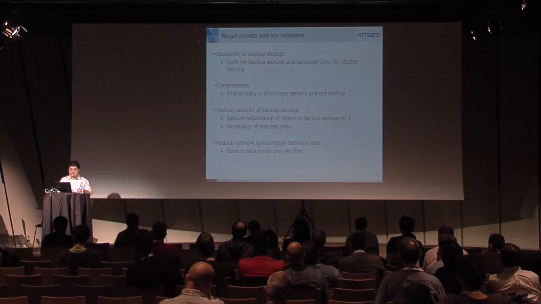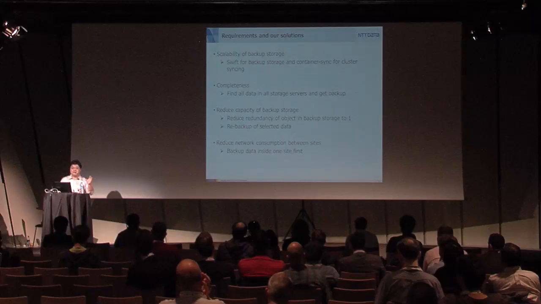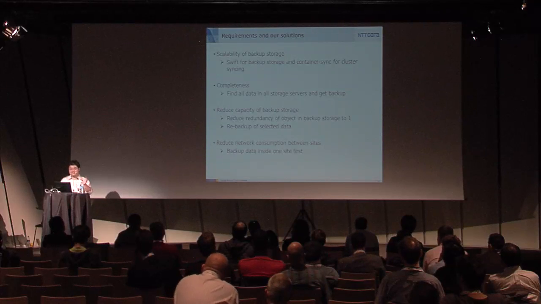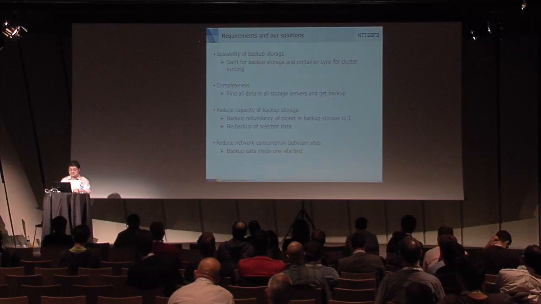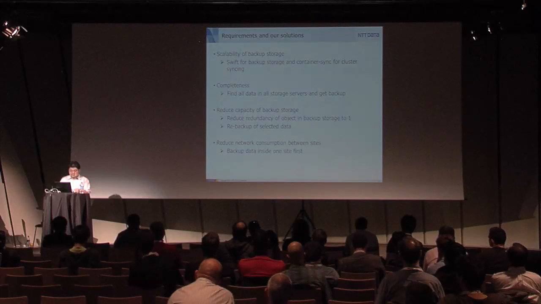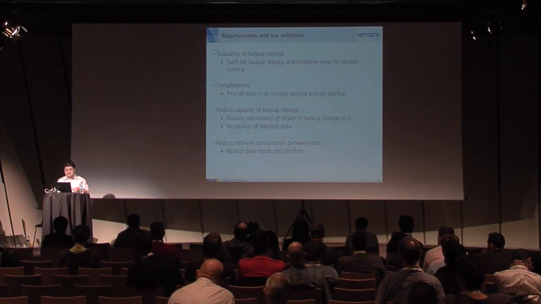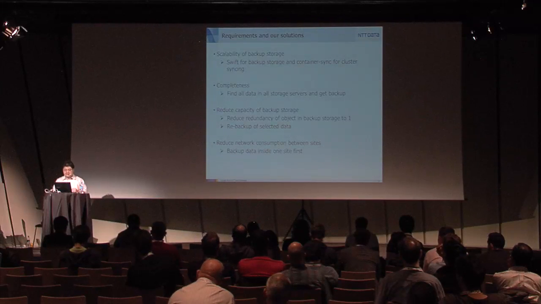The third point is a reduction of the capacity. Now you have three replicas in primary, so it is a little too expensive to have similarly three replicas in backup storage. Then we reduced the redundancy of objects in backup storage to one replica, and we realize a re-backup feature. When a failure happens in the backup storage, we can back up some lost data again with this re-backup feature.